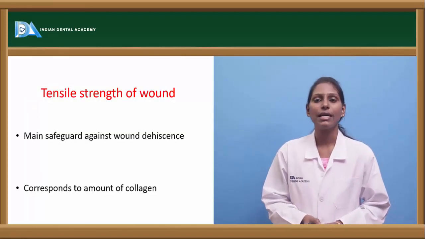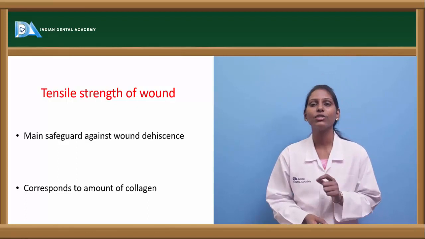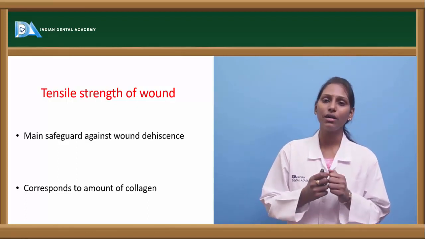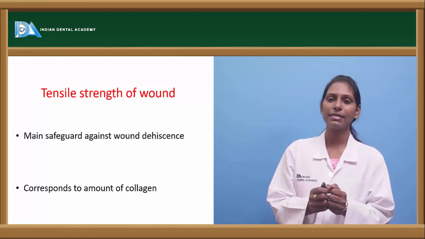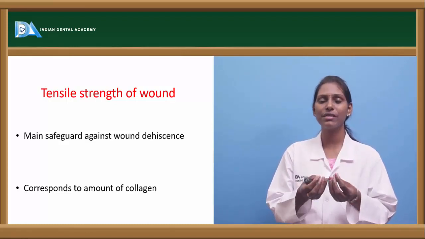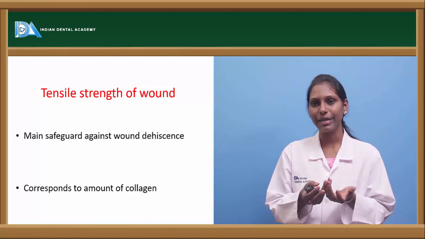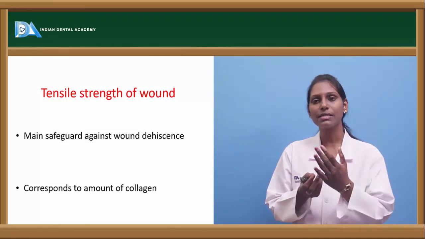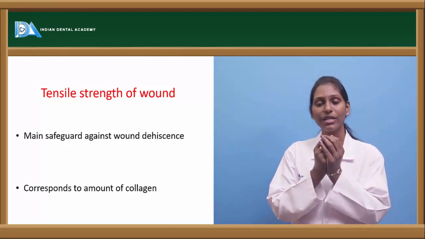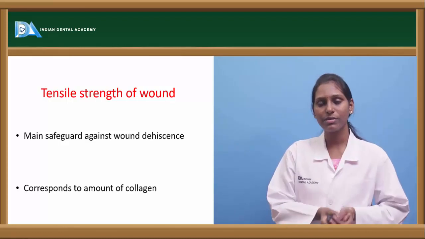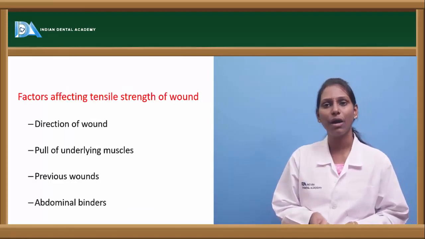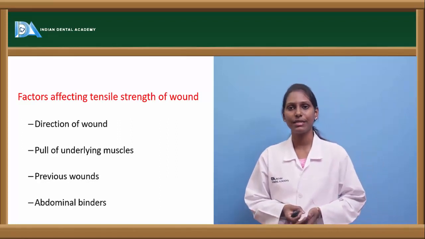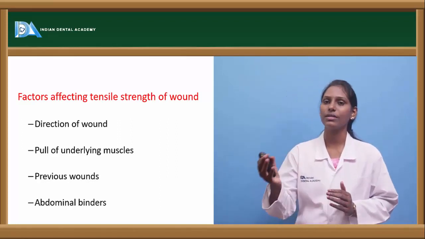Now coming to tensile strength of the wound. Tensile strength is a safeguard of the wound against dehiscence. Normally the collagen tissue and the newly formed blood vessels are very friable. However, the tensile strength of the wound is what safeguards the healed wound without dehiscence. It corresponds to the amount of collagen present here. The more collagen, the more the tensile strength.